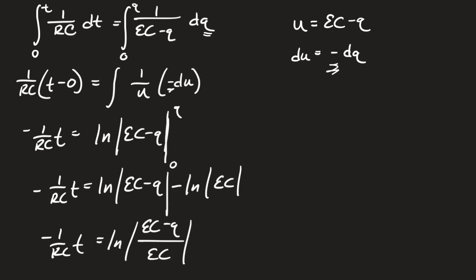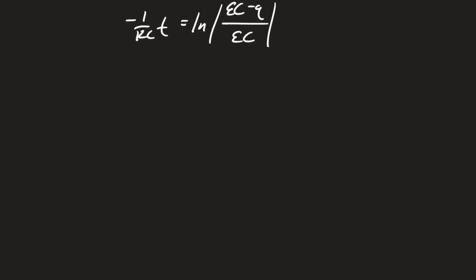Now, that's a lot of work, and I agree with you. Let's get all the way up there. It seems like a long way to go just to get this, but here we go. At this point, we want to get rid of the natural log, so we're going to raise both sides to the base of e. So base of e, and that's going to be minus t over RC.